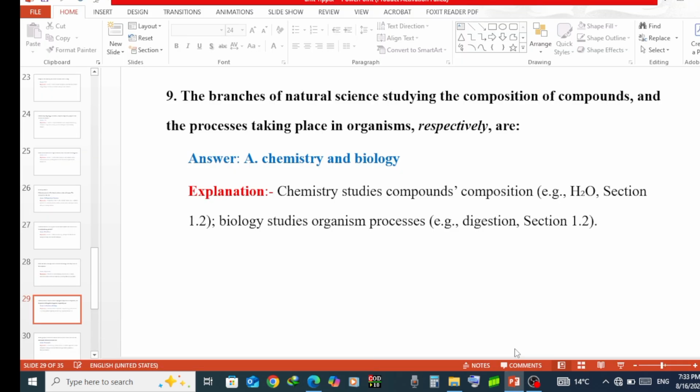The answer: the branches of natural science studying the composition of compounds and the process taking place in organisms respectively are chemistry and biology. Chemistry studies compounds' composition and biology studies organisms' processes. So respectively the answers will be chemistry and then biology.